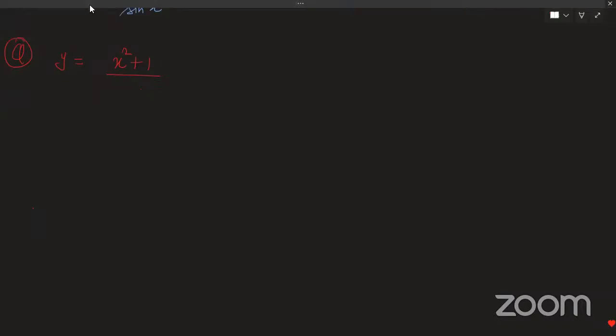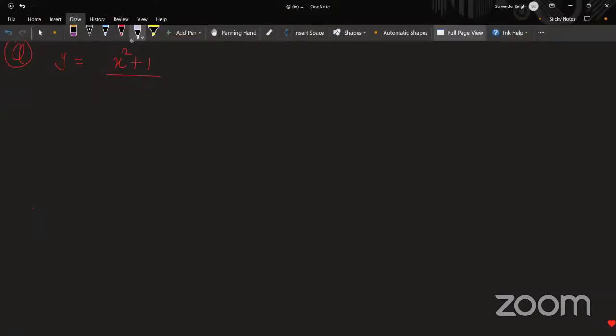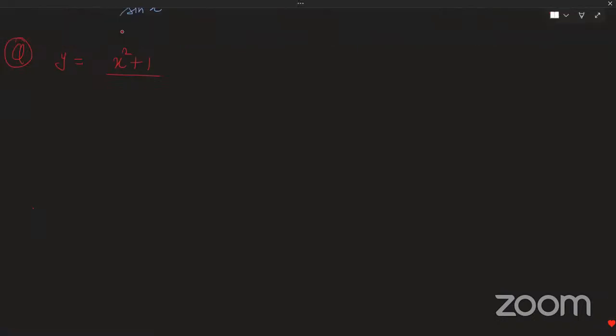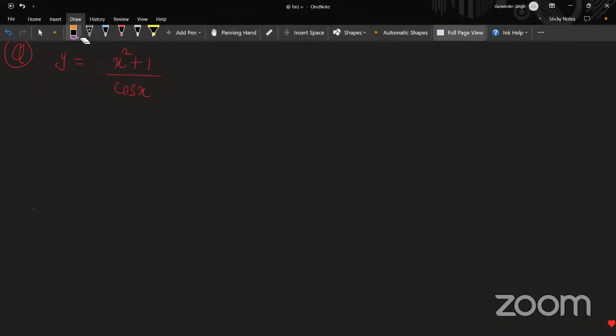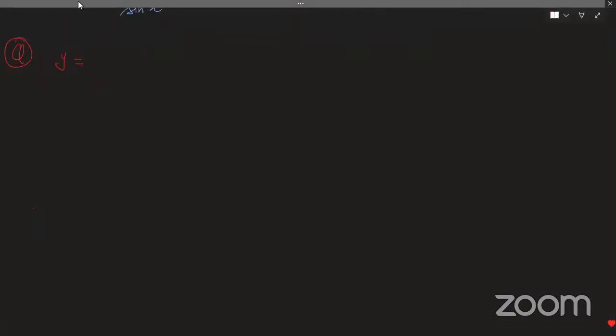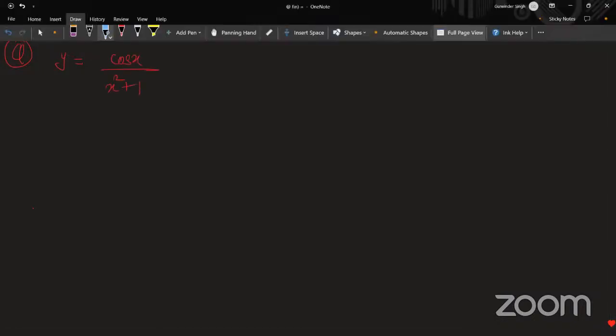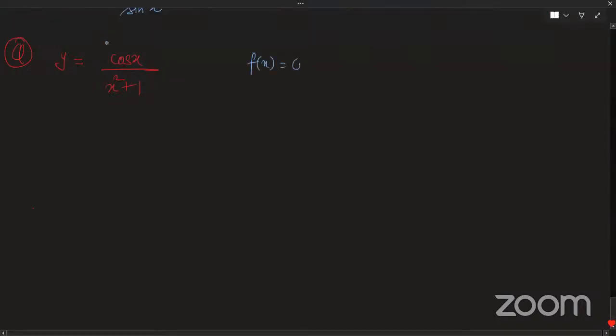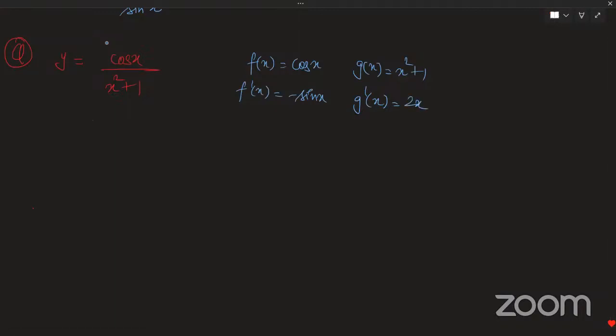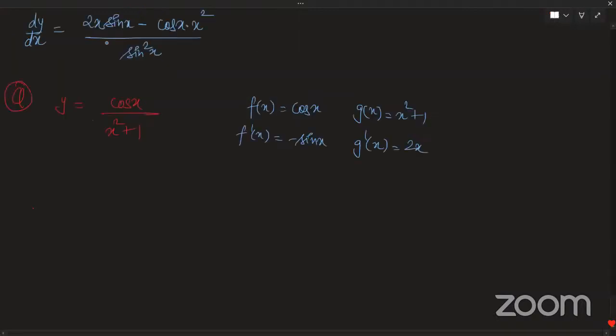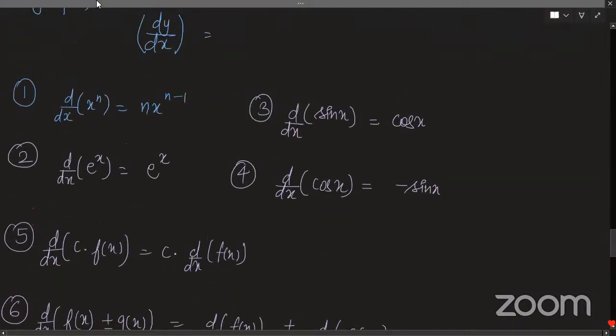Or let me invert it. Fine. So you have got f of x as cos x and g of x as x square plus 1. Can you just tell me what is f dash x? Minus sin x. And what about g dash x? 2x. Right. So over here, you can just mention one small thing that I forgot.